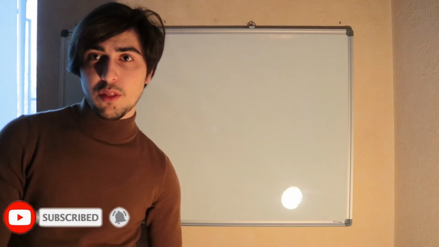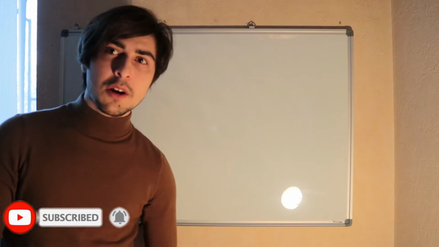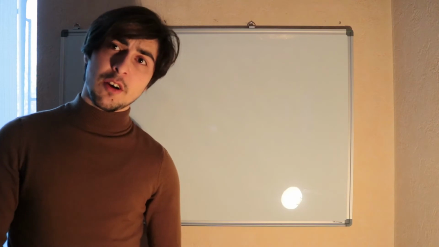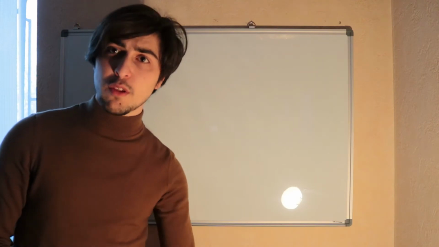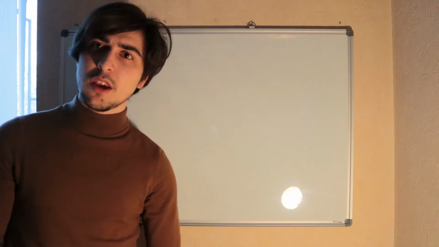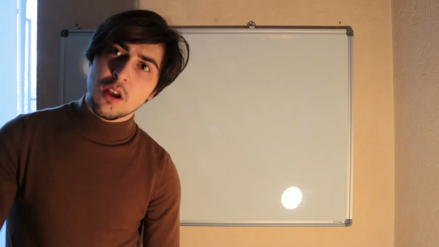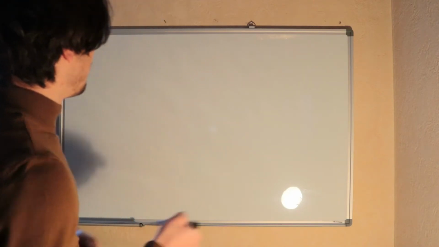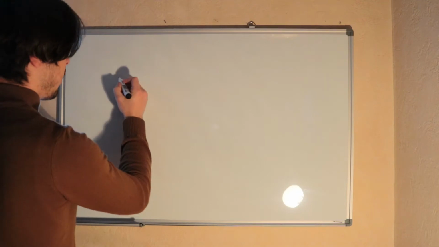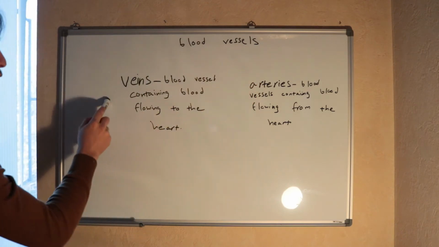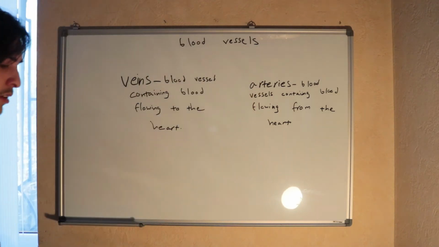One of the most important things that we need to know is that the heart has blood vessels: arteries and veins. Veins are blood vessels containing blood flowing to the heart. The arteries are blood vessels containing blood that flows from the heart. I'm gonna write them and take a screenshot or something. A few moments later. So the blood vessels of the heart are the veins and arteries.